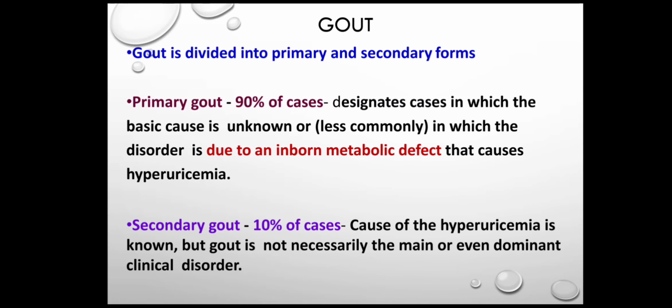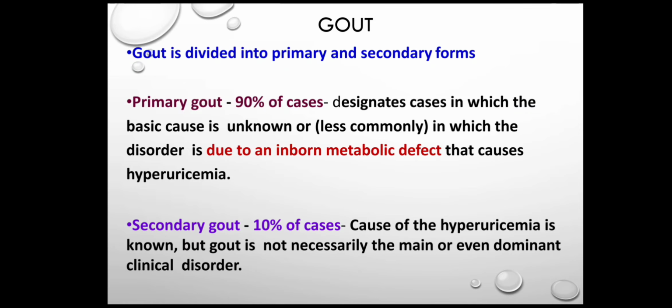So it is the derangement in the synthesis and excretion that will lead to gouty arthritis. Gouty arthritis is divided into primary and secondary forms. 90% of the cases are primary gout, which designates cases in which the basic cause is not known and the disorder is due to an inborn metabolic defect either in a known enzyme or unknown enzyme. The majority will be unknown enzyme defects, where there will be increased uric acid production or decreased uric acid excretion.